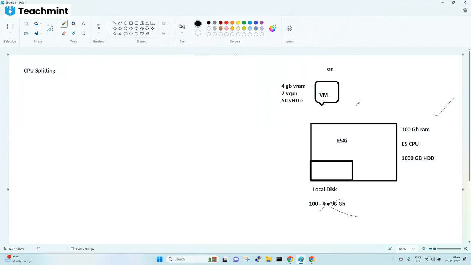Clear? RAM and CPU. Hard disk it will not give back. Hard disk is data stored on it, so it will be there only. Only RAM and CPU. If you power on the VM, then only it will consume from this ESXi host.